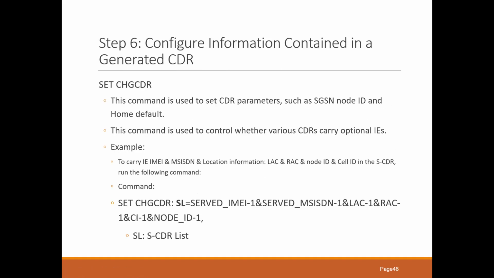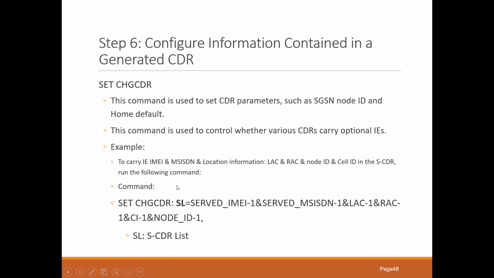CHG CDR is used to set the CDR parameters such as the SGSN node ID and the home default. For example, you need to carry IMEI, MSISDN, and location information, LAC and RAC information, in your SCDR. So this is how you're going to specify that. Okay, in your SCDR, SL is specifying the SCDR information. So your SCDR needs to contain what? It should contain your IMEI is 1, your MSISDN is 1, LAC is 1, RAC is 1, node is 1, and node ID is 1. So SL means SCDR list.